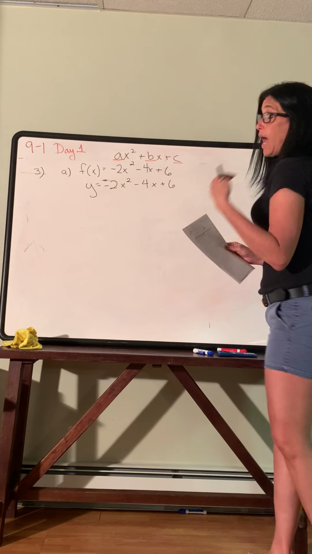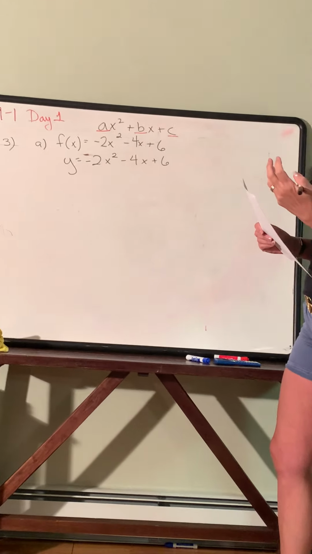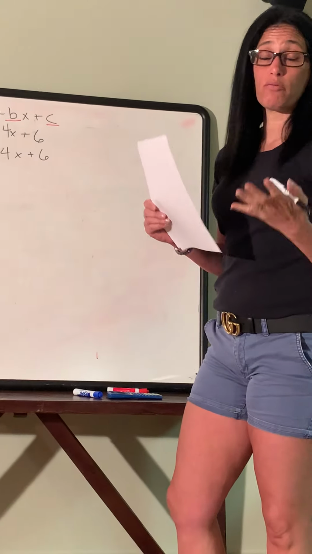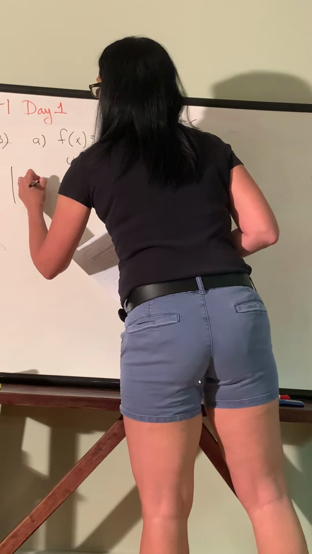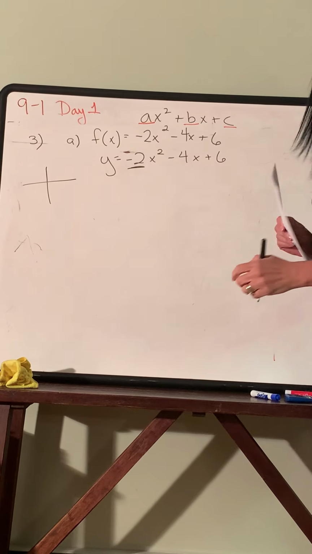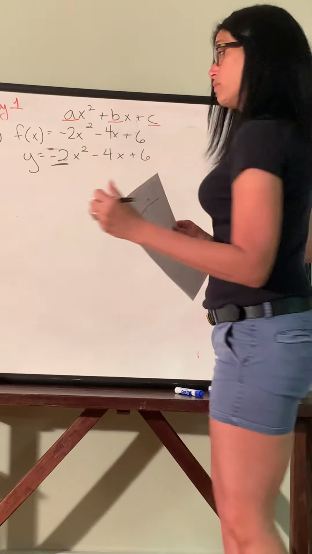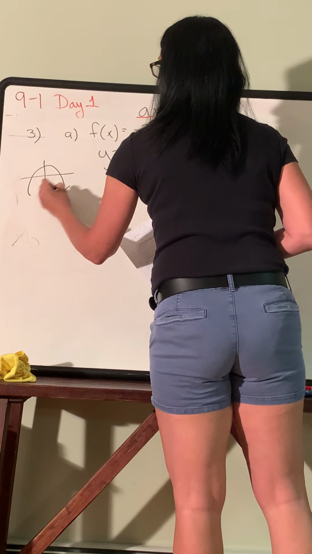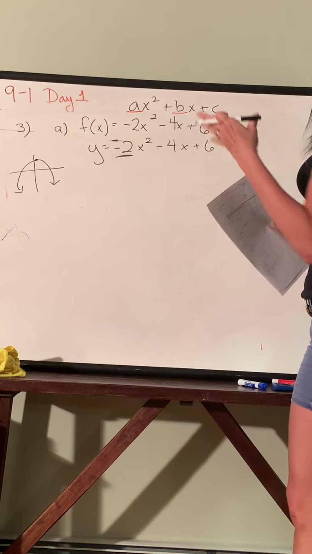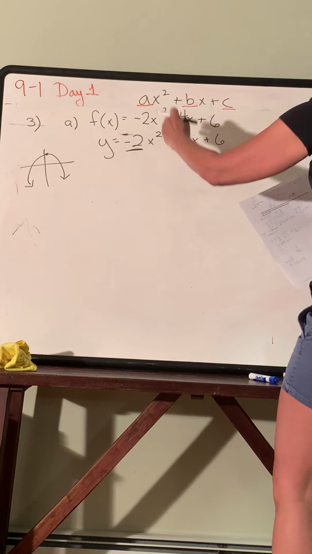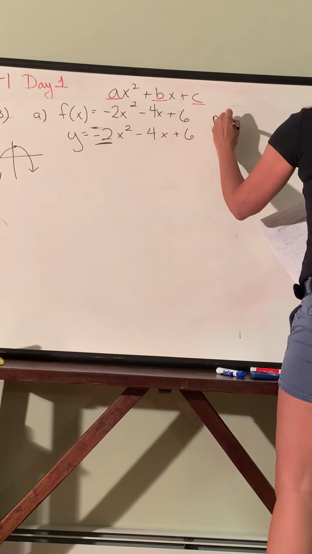Just by looking at this, I have a visual in my head. I know what the parabola roughly is going to look like, because this is negative. So I know that when I graph it, since that's negative, it's going to look like a frown. It's going to go like this. That's a frown. So it's going to have a point somewhere up there. That's going to be my highest point. So this equation is a maximum.